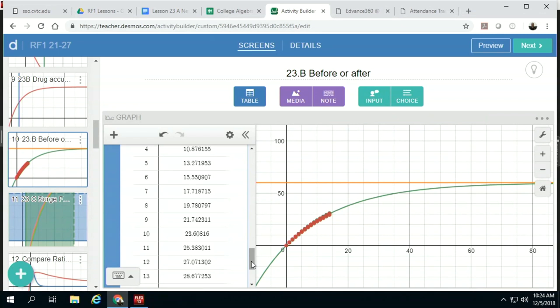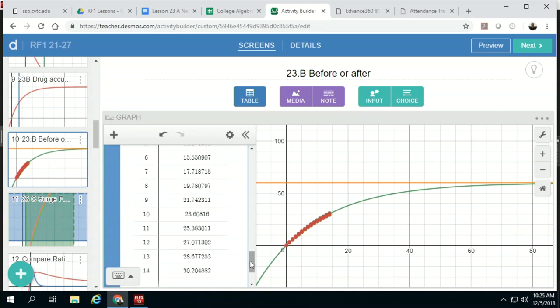5, it's 13.27, 6, 15.55, 7, 17.72, 19.78, 21.74, 23.61, 25.38, 27.07, 28.68, and 14 is 30.21.